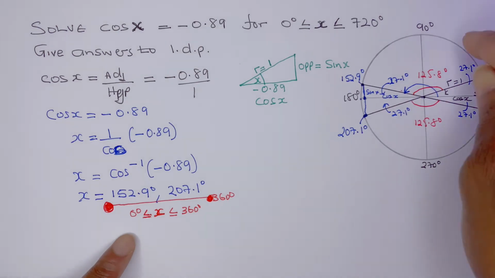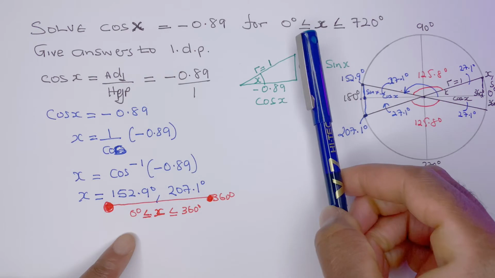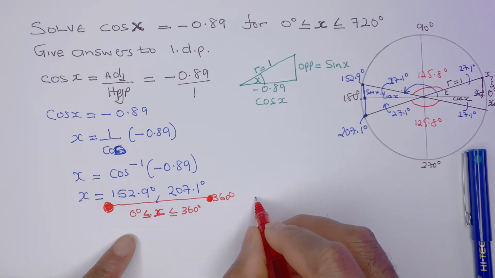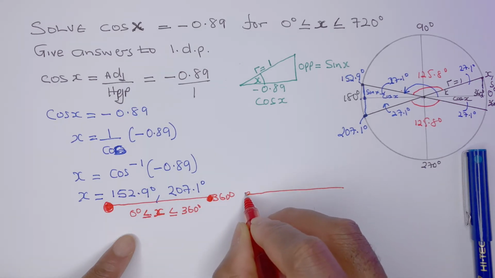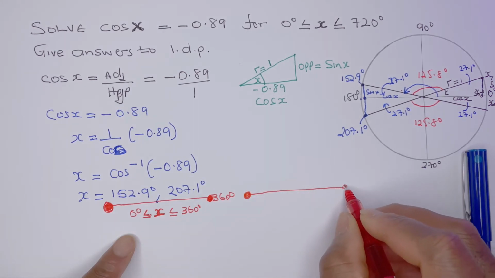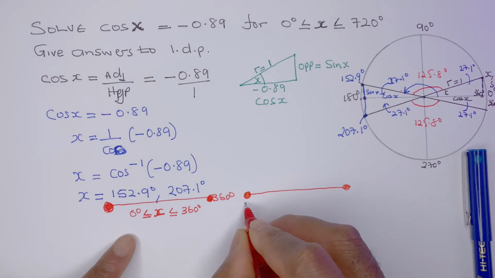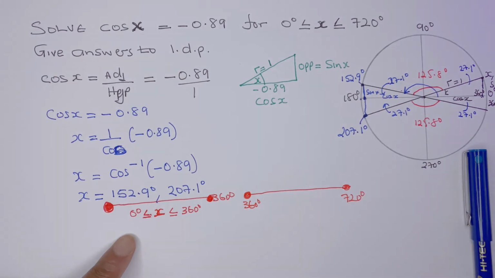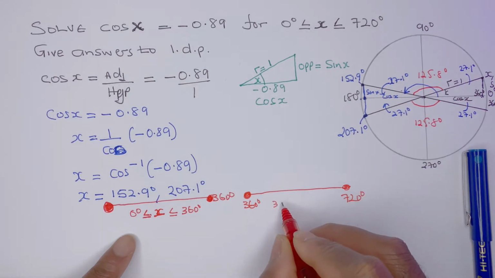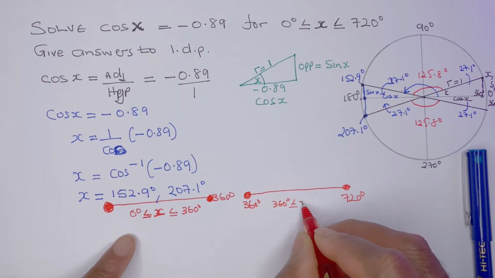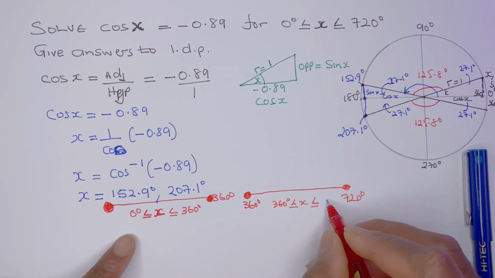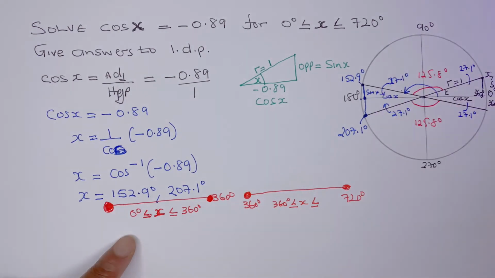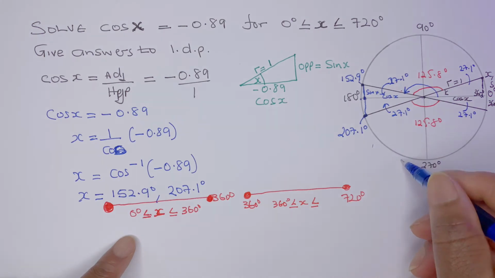Now I want to go a second time round because what the question is looking for is also between 360 and 720. So it's looking for 360 degrees and 720 degrees, which means 360 degrees is less or equal to x. It's also less or equal to 720 degrees. So for that, I need to go back round again. I need to go once more round again.